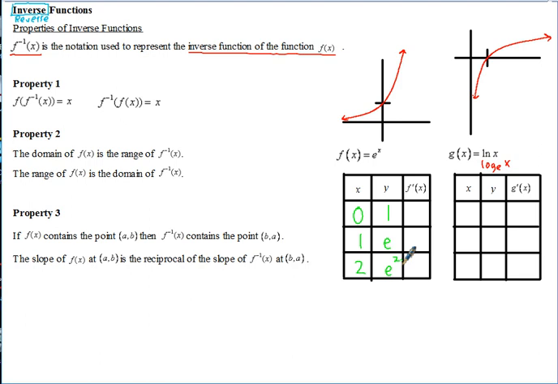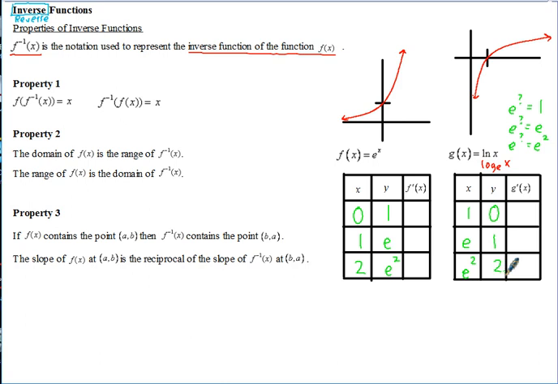Then, let's see what happens if we substitute these y values into the natural log of x. Starting with 1: the natural log of 1, what would that equal? Remember with logarithms, you're looking for the exponent. That's saying e to what power equals 1? Well, that would be the 0 power, so y would equal 0. Now let's try substituting e. The natural log of e is saying e to what power, because it's log base e, equals e. Well, that would just be 1. If you substitute in e squared, the natural log of e squared, that's saying e to what power equals e squared. Well, that would be 2.